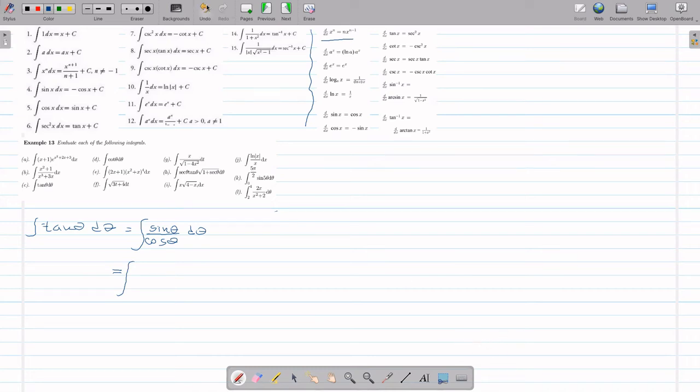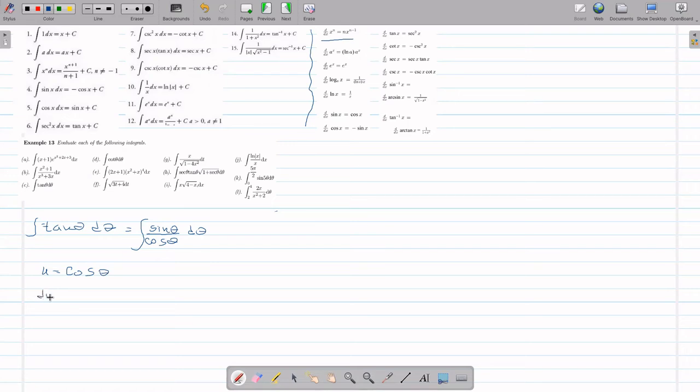Now, this is a trig formula, okay? It doesn't have anything to do with integration. It's just a trig formula. Now, the denominator, I say cos theta. The denominator is my u, I say cos theta.